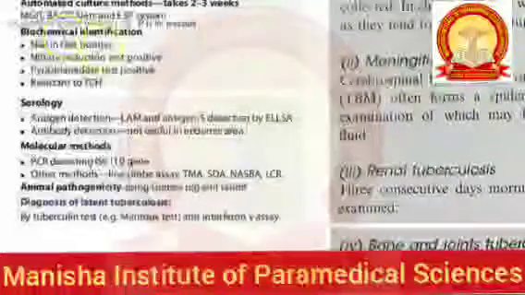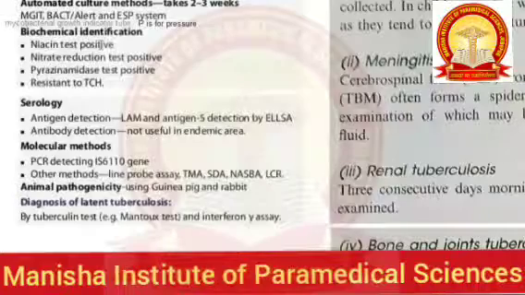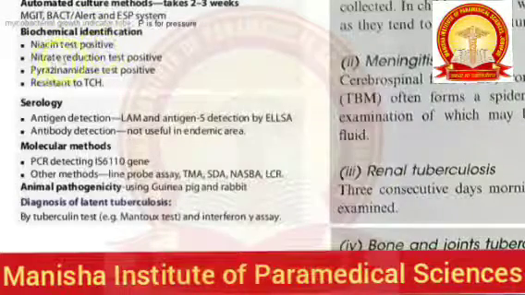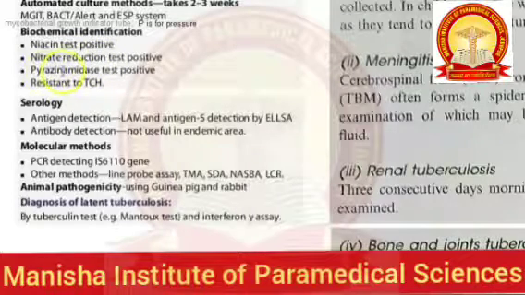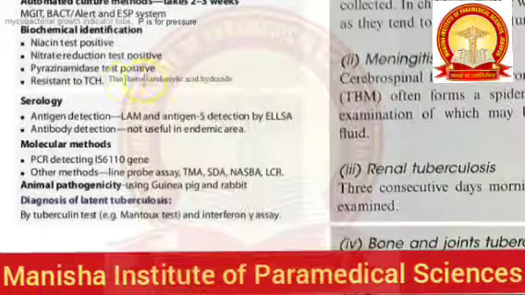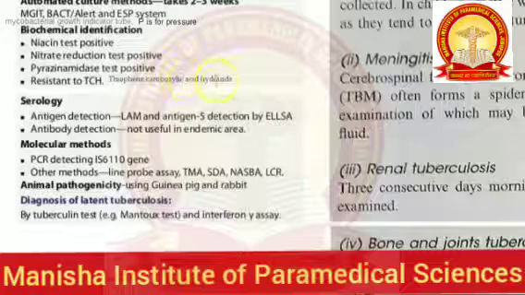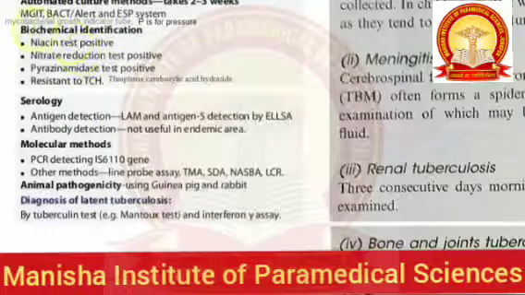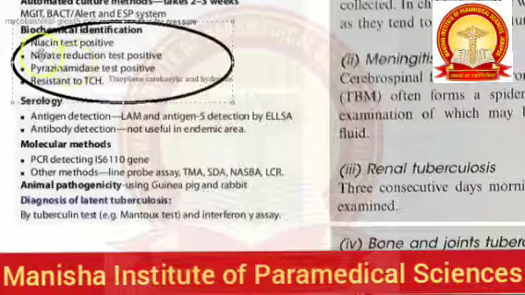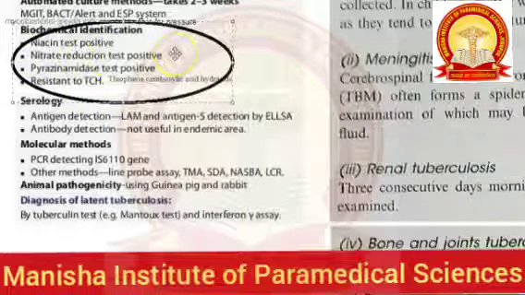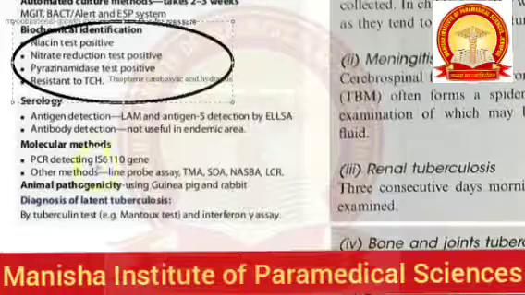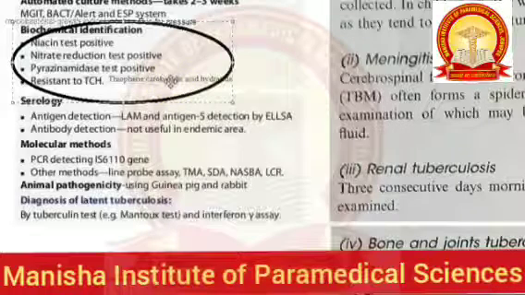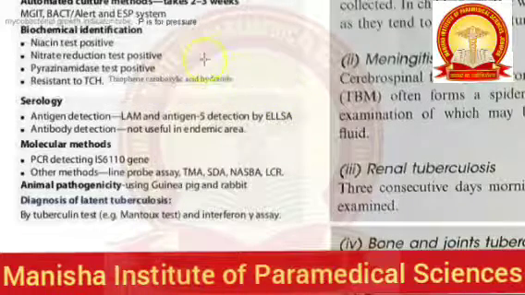Then coming to biochemical identification. Biochemical identification, you have niacin test, nitrate reduction test, pyrazinamidase test. Then you have resistance to TCH. Actually, this TCH stands for thiophene carboxylic acid hydrazide. Okay, resistance to this, that is a biochemical identification. Please pay attention here. We are in biochemical identification. Niacin test, nitrate test, pyrazinamidase test, resistance to TCH, thiophene carboxylic acid hydrazide test.